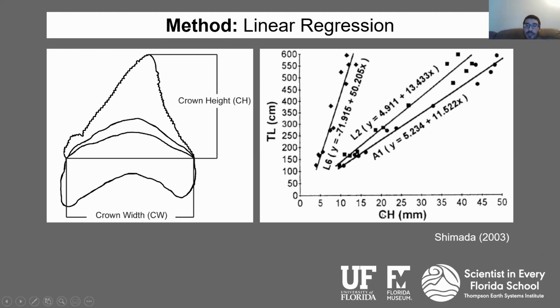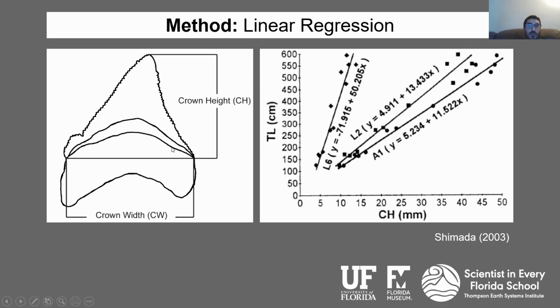So one axis has his crown height in millimeters, and the other axis has the total length of the shark in centimeters. And then you just do a best fit line for each of those tooth positions, and you get these linear equations. So every tooth position should give you a different estimate. And if it's working correctly, every tooth position will give you the same answer. So this is also referred to as a linear regression.